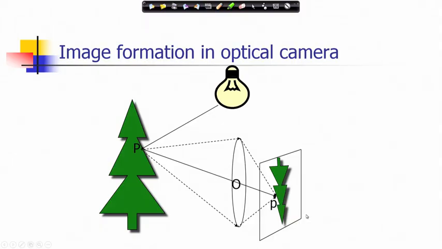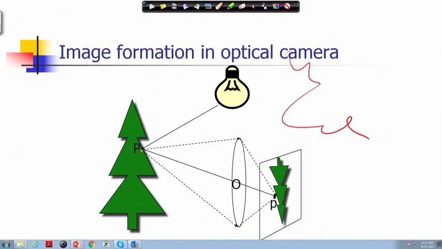So, here you can see the rule of projection is that, given a scene point, from that point you can draw a ray which passes through the center of the lens, and then that ray, when it intersects the image plane, that particular point is the image point of the three-dimensional scene point. And this perspective projection rule is applied for any scene point.